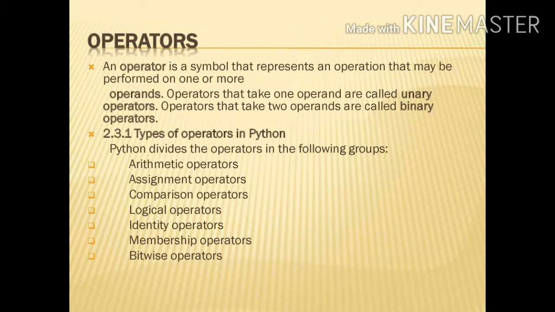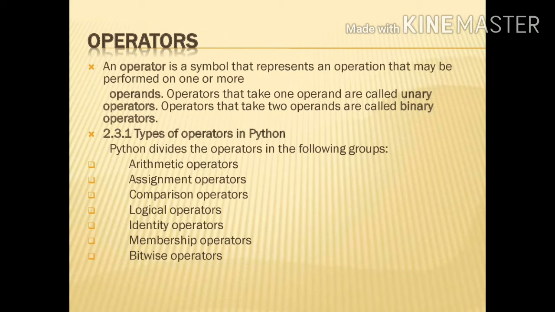The next topic is operators, which is a very important and often asked university question. An operator is a symbol that represents an operation that may be performed on one or more operands. Operators that take one operand are called unary operators. Operators that take two operands are called binary operators. Python divides the operators into the following groups.